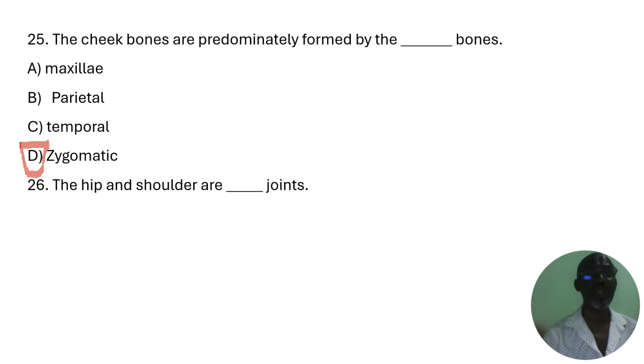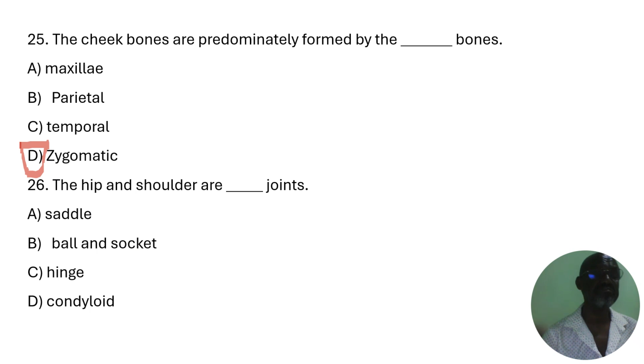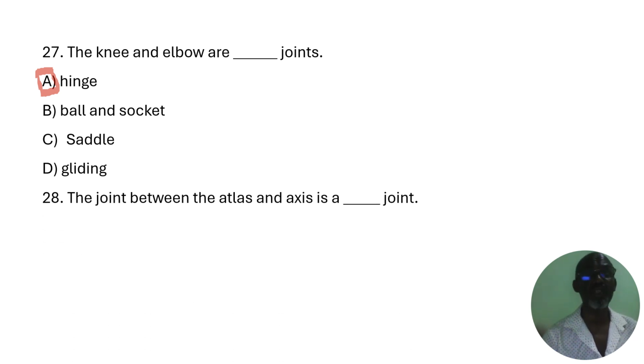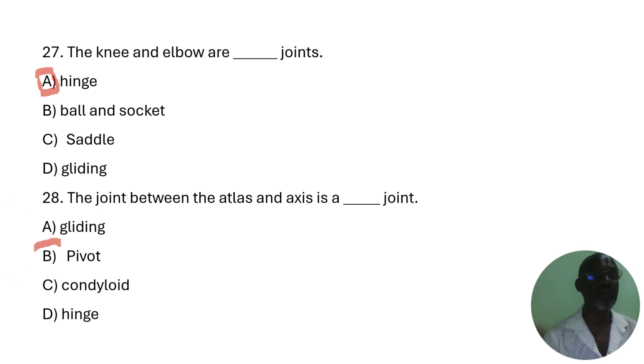The hip and shoulder are together. The hip and shoulder girdle joints are ball and socket joints. Okay, as for the knee and elbow, of course, these are hinge joints. And the joint between the atlas and the axis is a pivot joint, of course. I think we are done with this section, which was relatively very easy, I think.